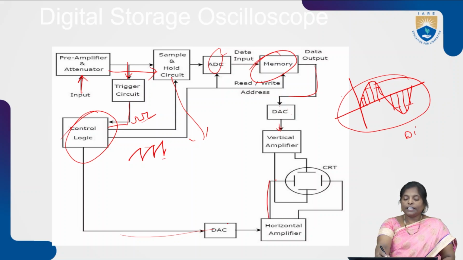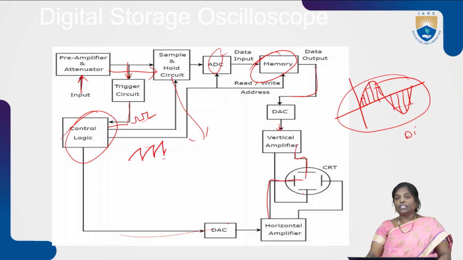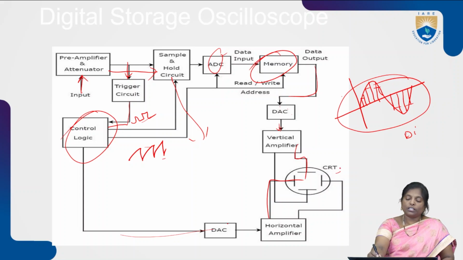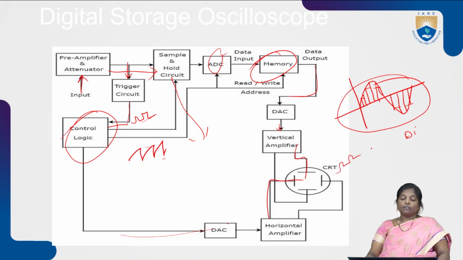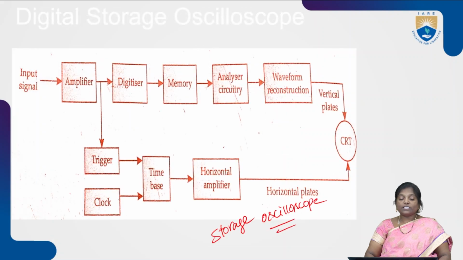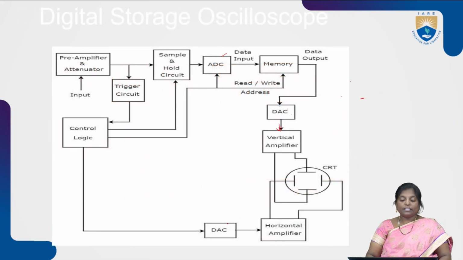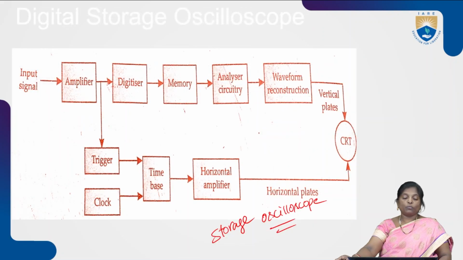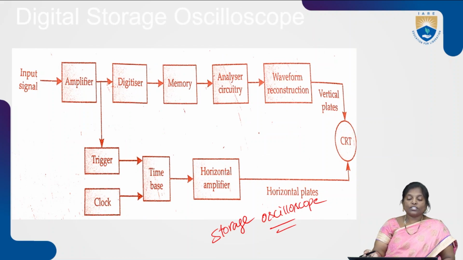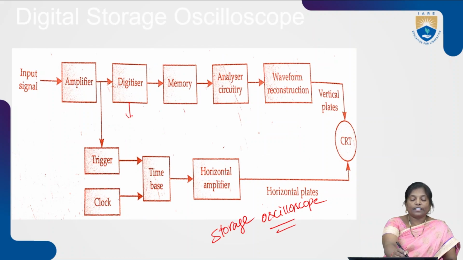Finally, the horizontal amplifier and vertical amplifier will give the input to the horizontal and vertical deflection plates, so that without any distortion or noise, it produces the output on the output screen. This is called a digital storage oscilloscope, and we can represent it either in this block diagram way or in this one. Both are the same. In this case, instead of analog to digital converter, we are calling it a digitizer.